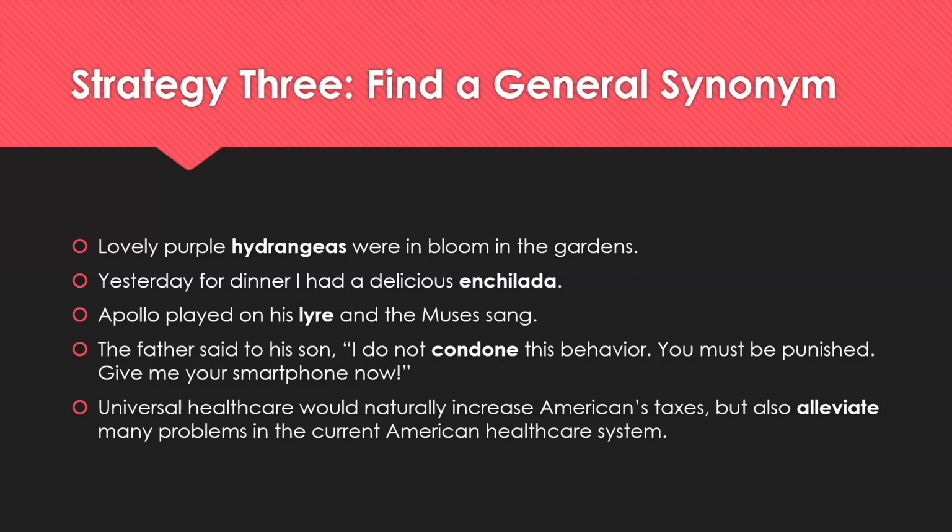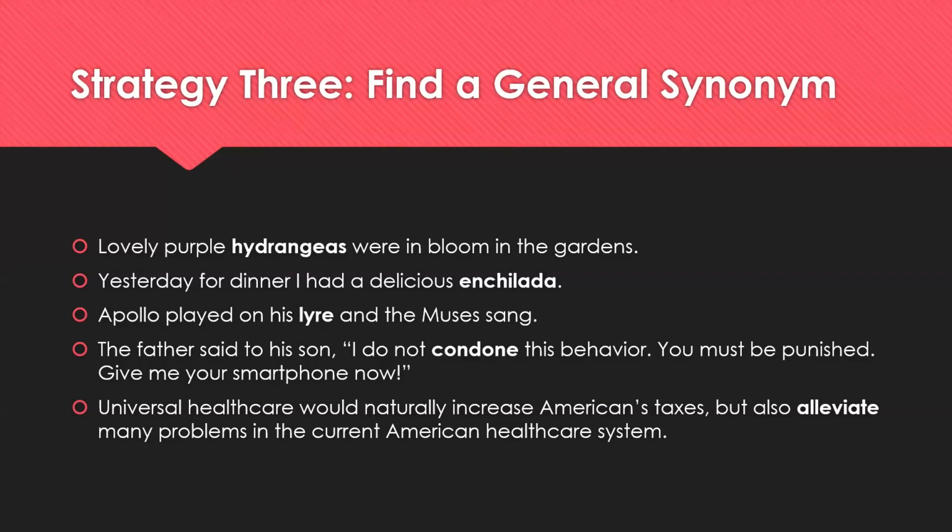Now, this next one, we already had this sentence earlier. So let's see if we can do it again, but with this strategy. Apollo played on his lyre and the muses sang. Now, what would be our general synonym here? Good, it would be that it's a musical instrument. And we know that because it says that he played it and the muses sang.